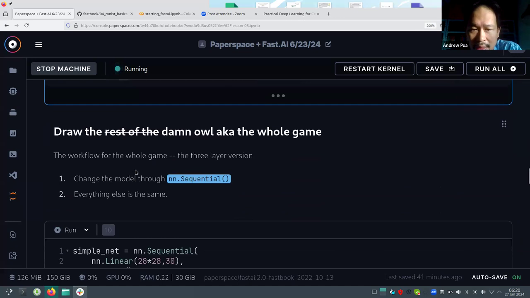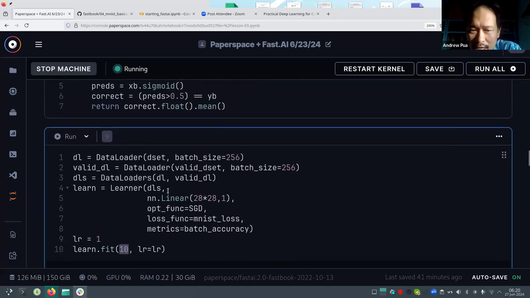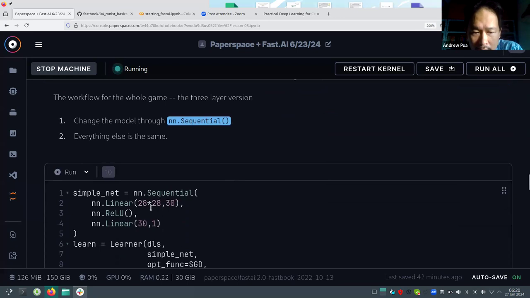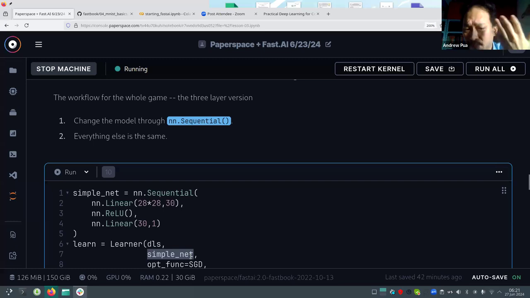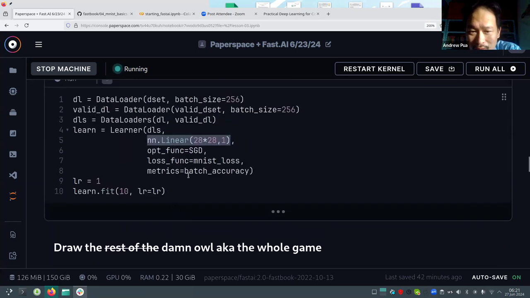Okay. And then this is just a single layer neural network. If you want a multi-layer neural network, then you just have to change this part. That's it. Okay. And the idea is to change it to something like simple_net, or in chapter one, they called it ResNet 18 or ResNet 34. But in this situation, in lesson three, they focused on simple net. So it's a three-layer network. And they didn't really discuss as clearly why this became 30 instead of one before.